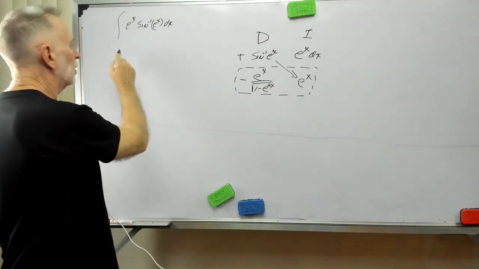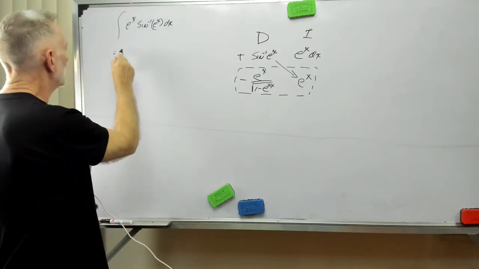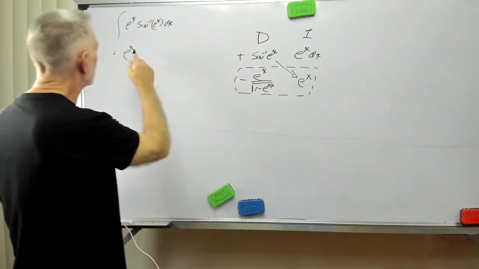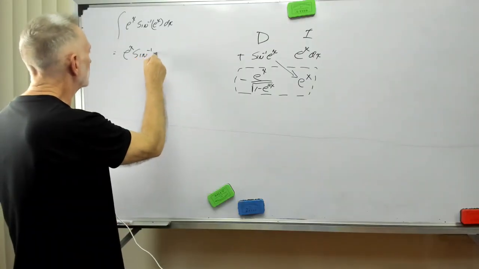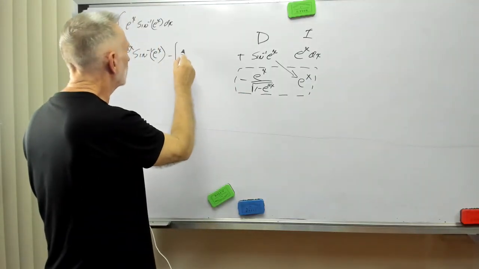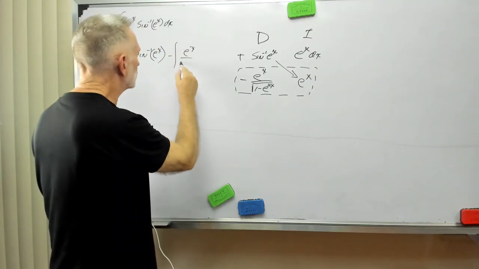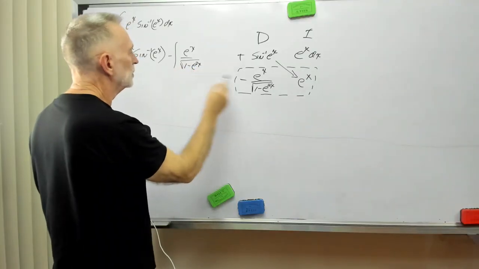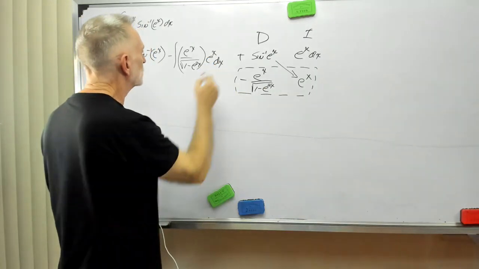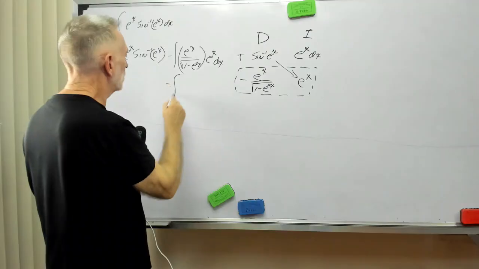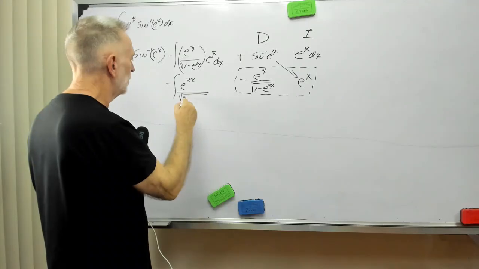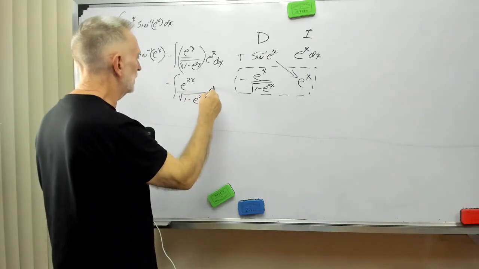All right, so what do we have? We have this equals e to the x, so this is positive, positive, positive, times sine inverse e to the x, minus the integral of e to the x over the square root of 1 minus e to the 2x, times e to the x dx. So this is the integral of e to the x times e to the x, which is e to the 2x, over the square root of 1 minus e to the 2x dx.